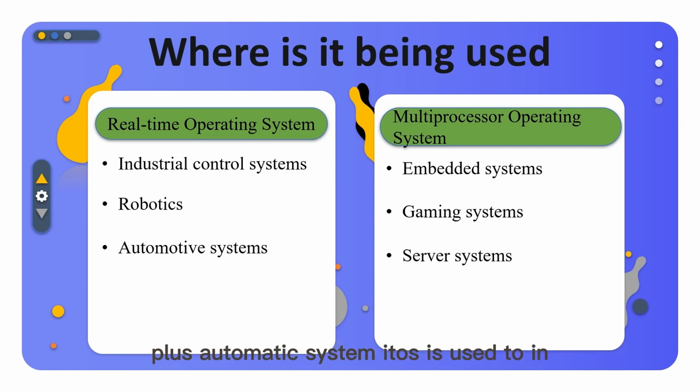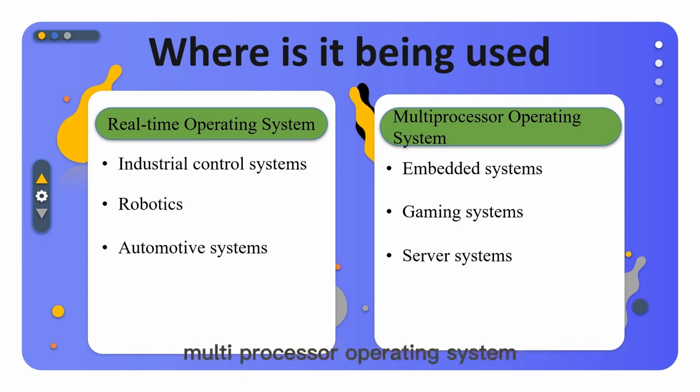Last, automotive systems. RTOS is used in automotive systems such as anti-lock brake systems, electronic stability control systems, and engine management systems in order to ensure the safe and dependable operation of vehicles. These systems necessitate precise timing and control.